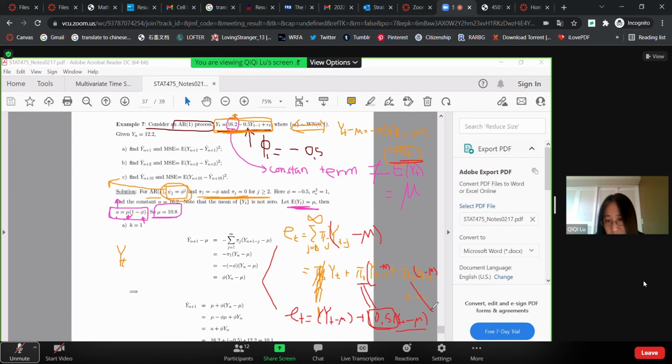In pi 2, we don't have YT minus 2 terms, so this is 0. So everything else is 0. So we have pi 1 here, 0.5, so phi is negative 0.5. So this is negative phi. In pi j, everything else is 0 for j larger than or equal to 2. Okay, so we have phi negative 0.5, sigma e squared equals 1. Okay, we got everything, so we are ready to calculate the predictor forecast and their mean square error.